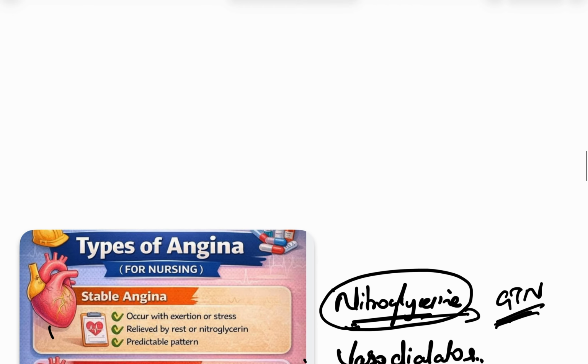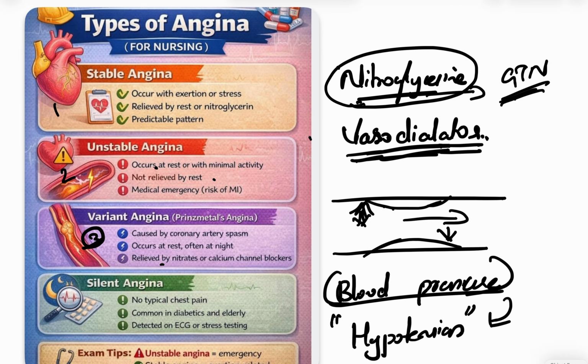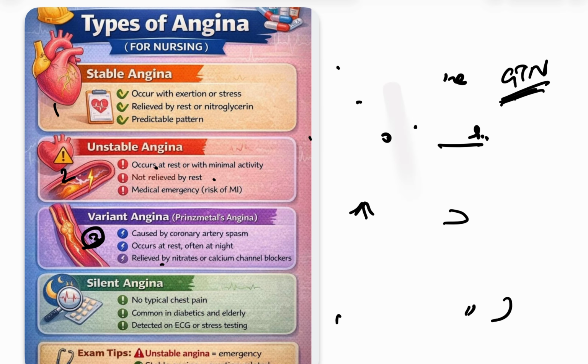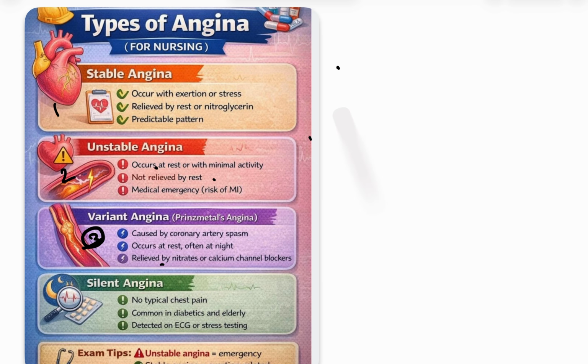Then we studied pre-infarction angina. That is, unstable angina is also known as pre-infarction angina, because the complication of unstable angina can be myocardial infarction. It is not relieved by rest and the GTN spray, and this is a medical emergency.